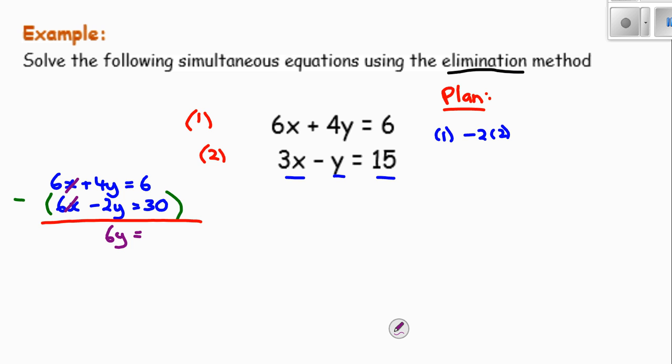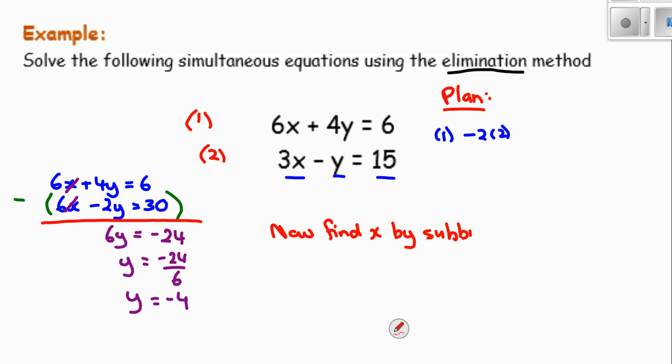6 minus 30 is negative 24. Now we just solve. Negative 24 over 6. So we've found y this time to be negative 4. So now we need to find x by subbing y equals negative 4 into either equation. And we're solving for x.